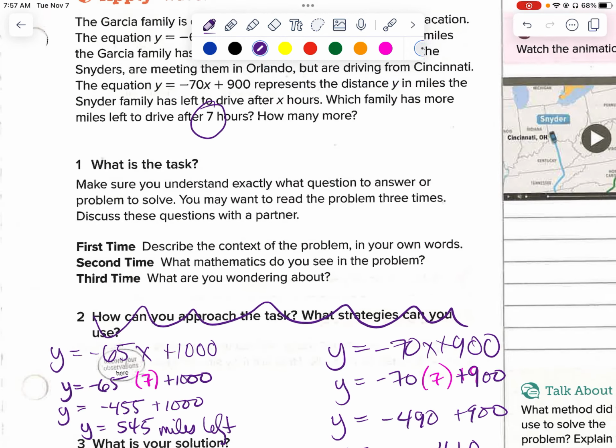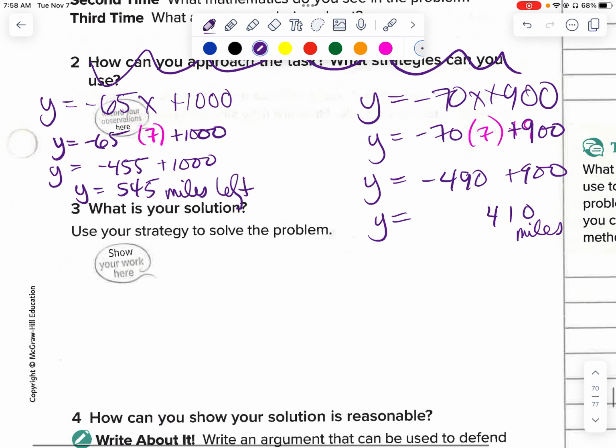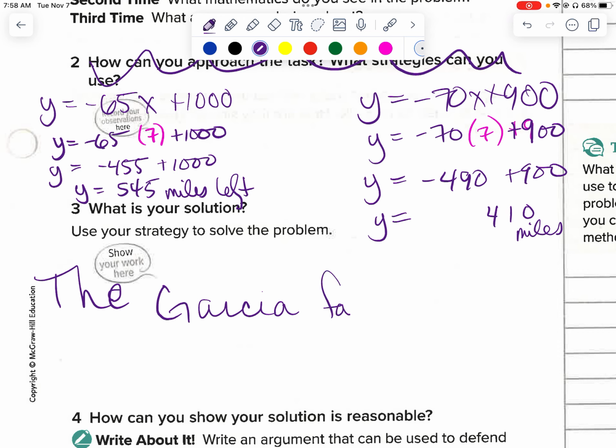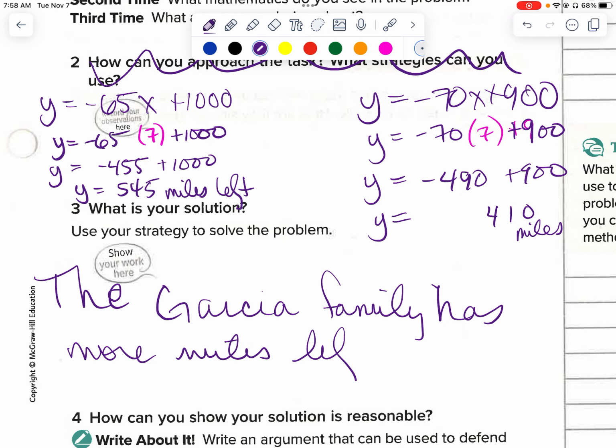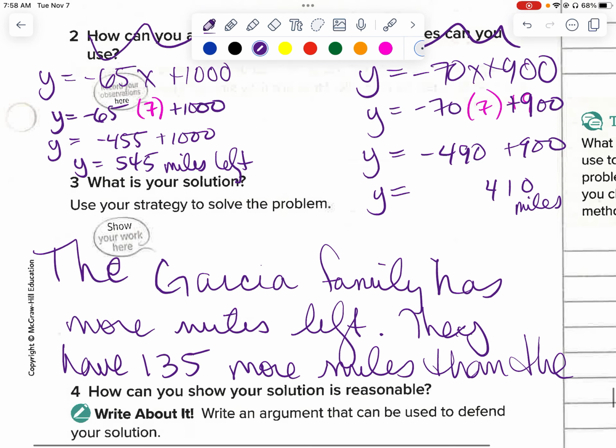So the question says, which family has more miles left? So the Garcia family has more miles left. Let's see if I should have been able to do this in my head and I didn't. They have 135 more miles than the Snyders.